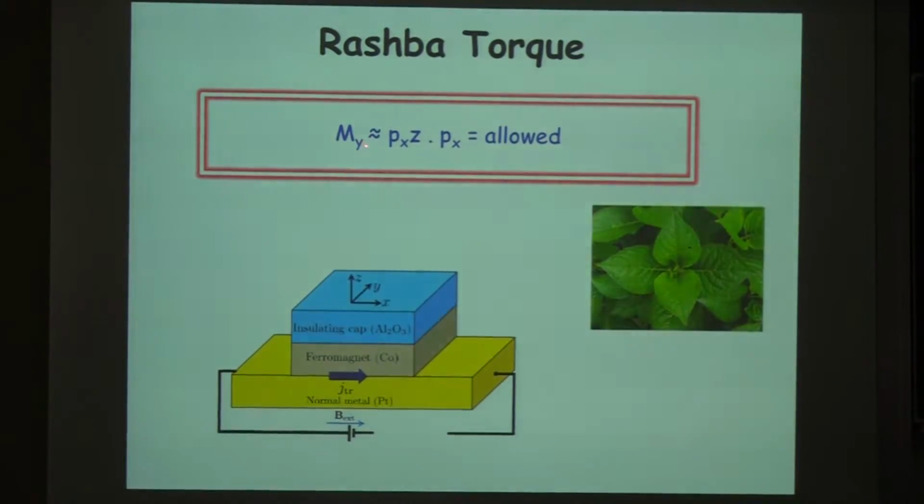The magnetization in the y direction, because of spin-orbit coupling, I don't need to distinguish spin or orbital angular momentum, so I can just write this as p_x times z. That's the pseudovector magnetization component. The y component is a product of an x component of a vector and a z component of a vector.